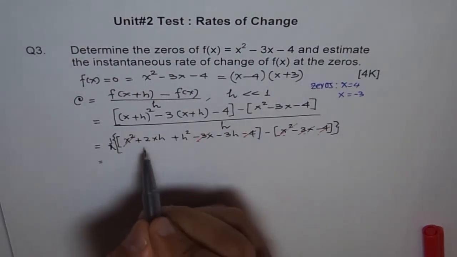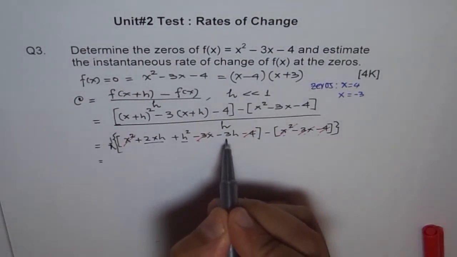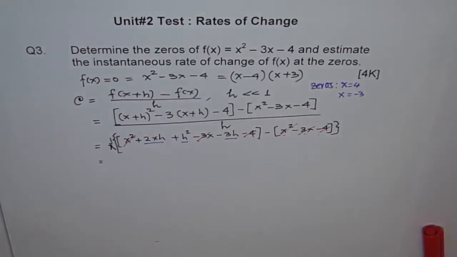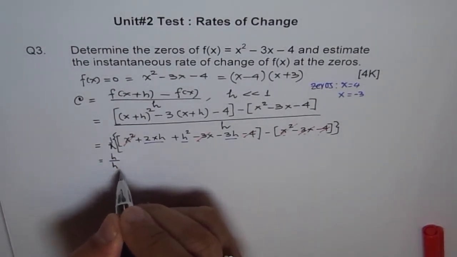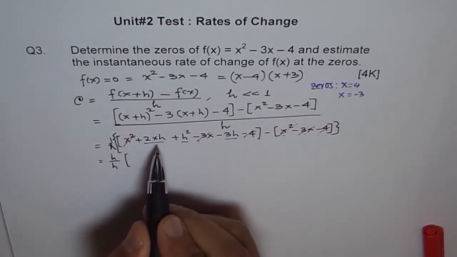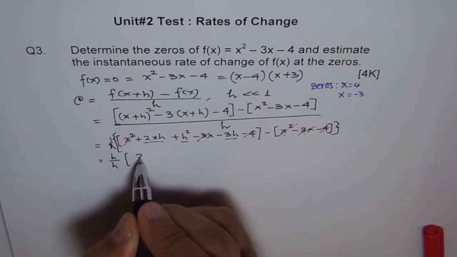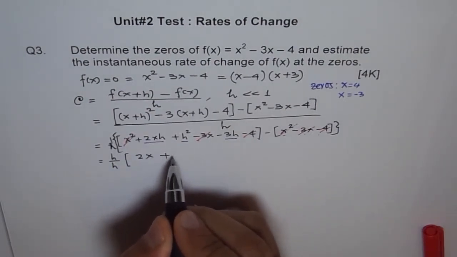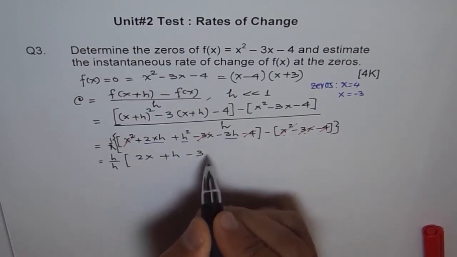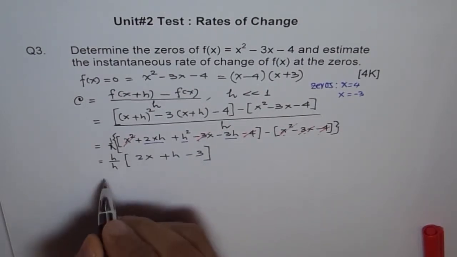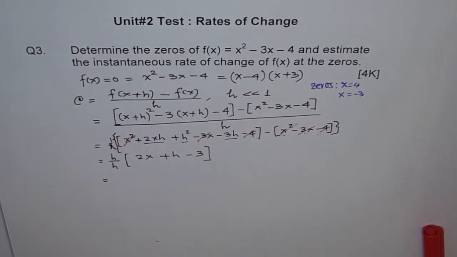Let me mark those terms for you. This, this, and this. Just 3 terms. So I'm factoring out h first and then writing down the whole thing. So I got h over h, and so I factor out h outside, so I'm left with 2x. Is that okay? Plus h minus just the number 3. h has been factored out. Good. So h and h now can cancel out.